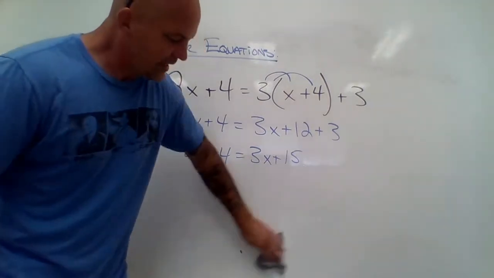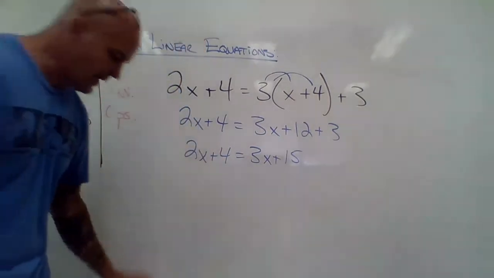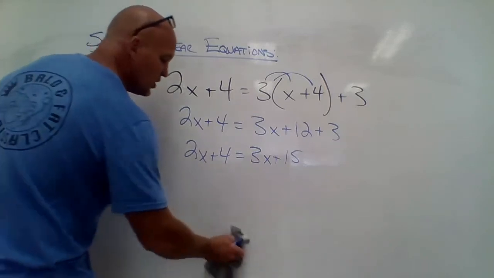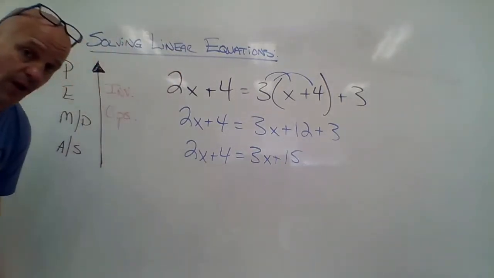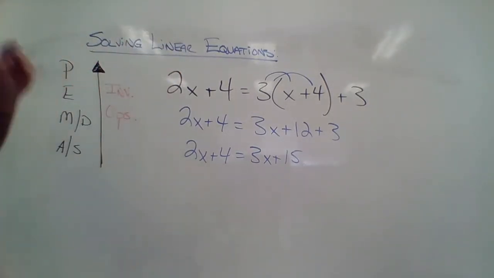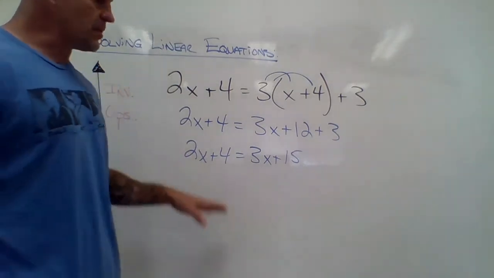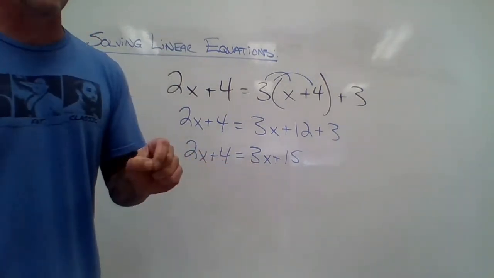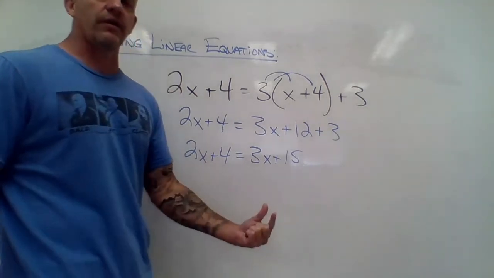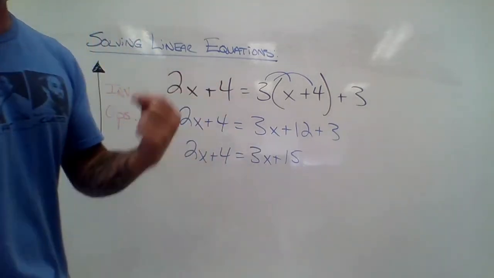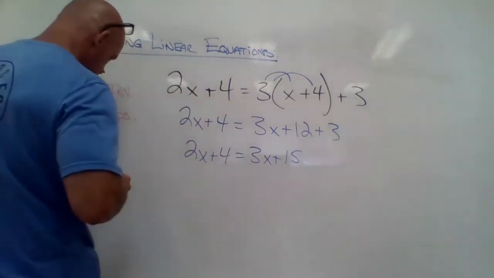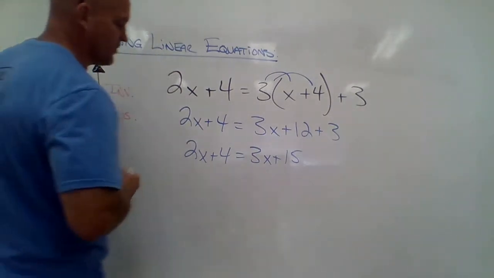So when I look at this, I'm going to choose to get rid of the 2x. The reason I'm doing that is you've not done a whole lot of work with inequalities, but you will. And when you get to those inequalities, you want to keep the coefficient of your variable positive. By choosing the smaller one and getting rid of it, you will keep it positive. So 2x is the smaller one. I'm going to get rid of that guy.